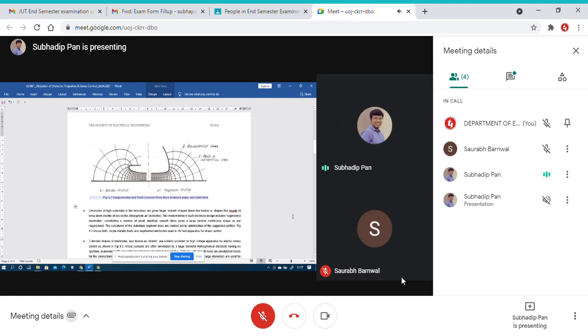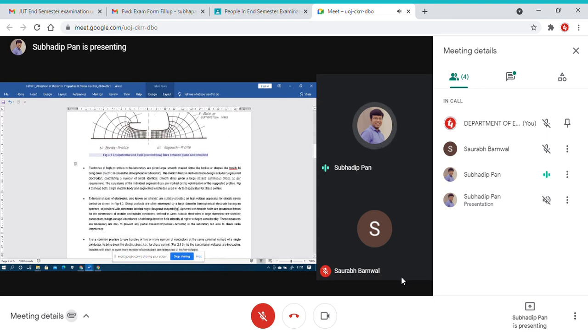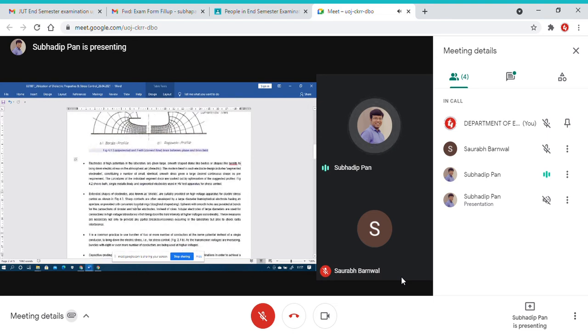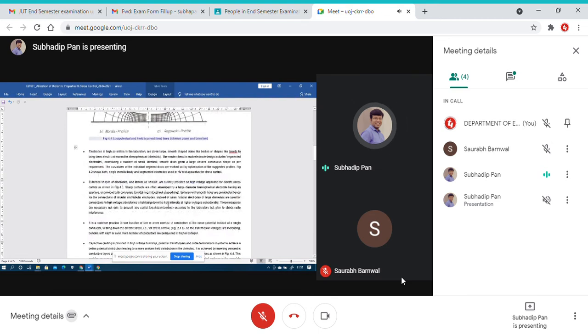Now we will discuss a theoretical portion. It is written that the electrodes at high potential in the laboratory are given large, smooth-shaped dome-type bodies, or shaped like toroids, to bring down the electric stress in the atmospheric air. In the first lecture I told you that atmospheric air is one type of gaseous dielectric mostly used in the high voltage laboratory, right?